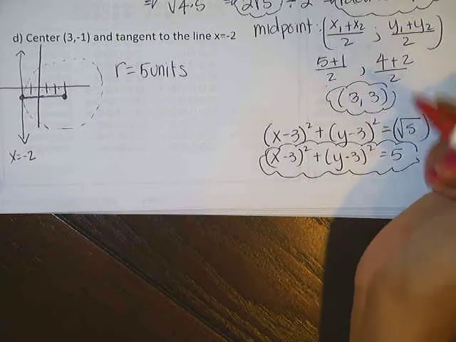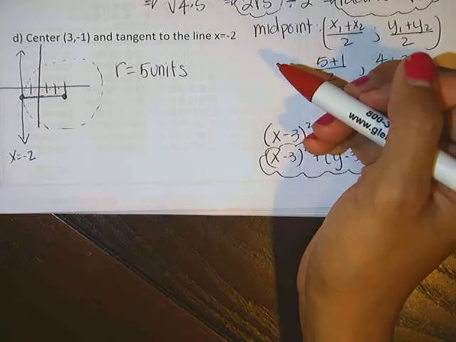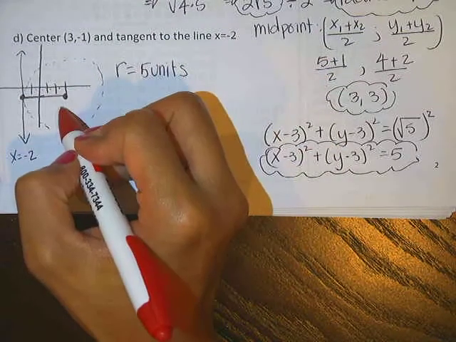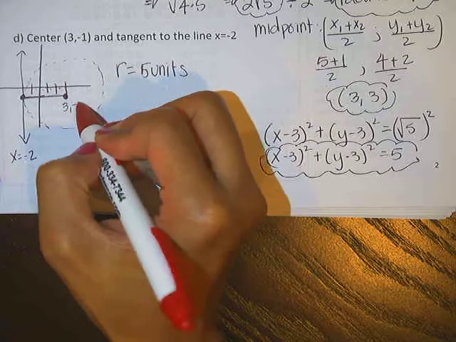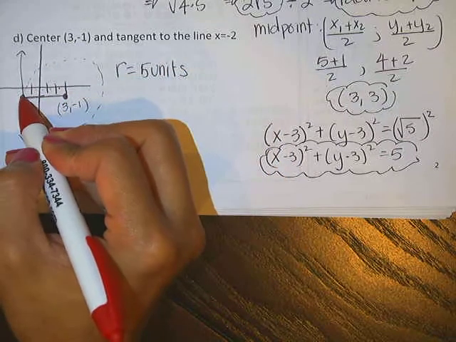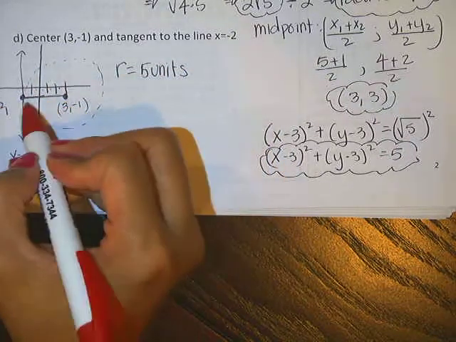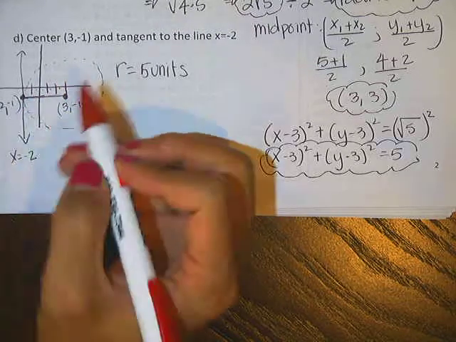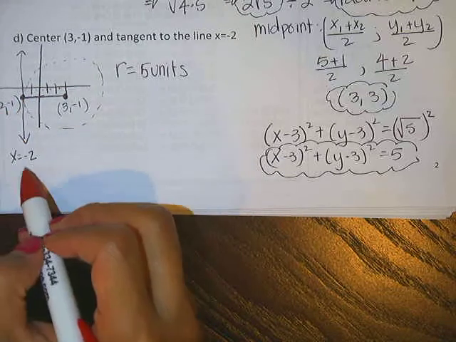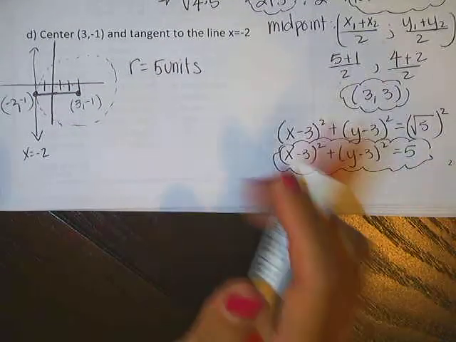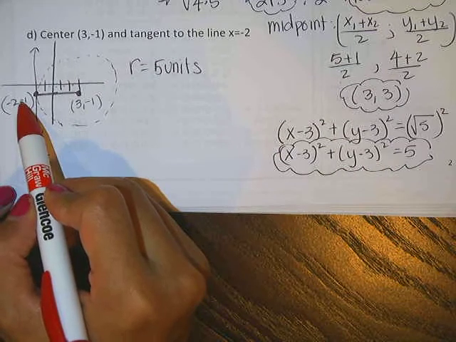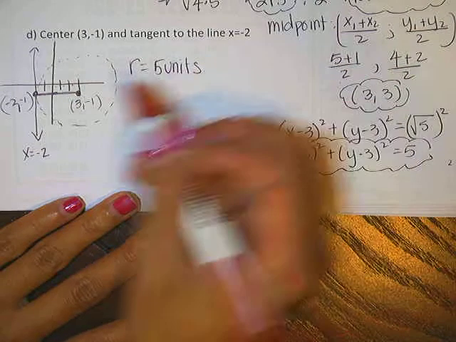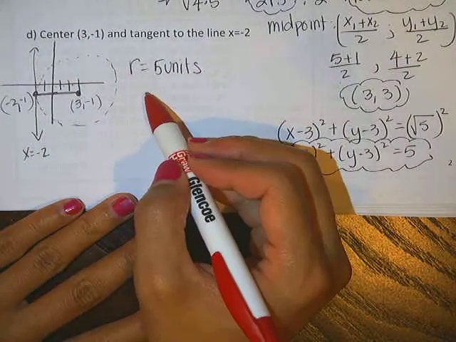Alright, so in the case that you cannot count, then you would have to find the distance between this point and this point. This point you already know, which is (3, negative 1). For this point, x is negative 2, and if it's tangent to the circle, then the y value would be the same, negative 1, because it has to touch the circle at this point. So if you find the distance, you'll come out to be 5 as well.